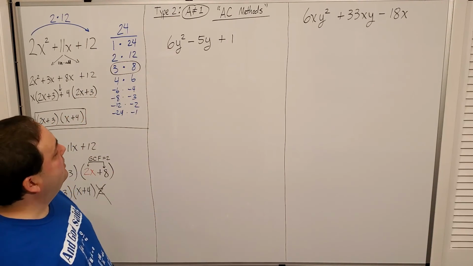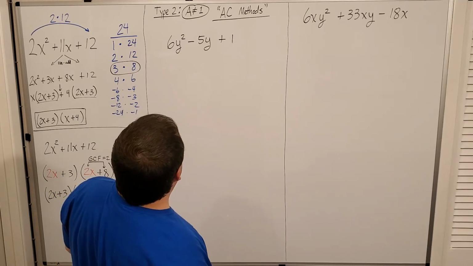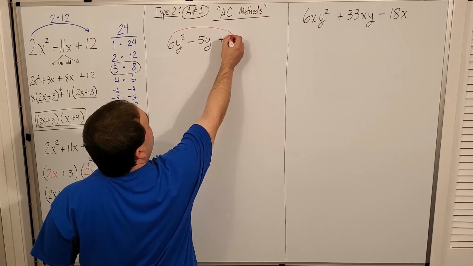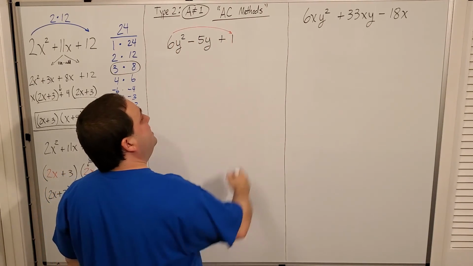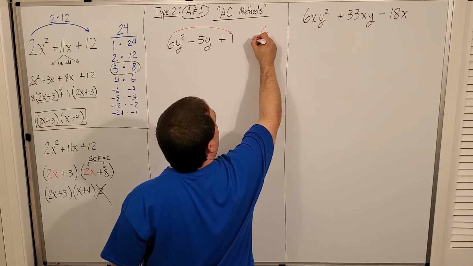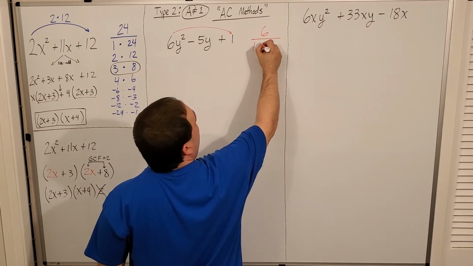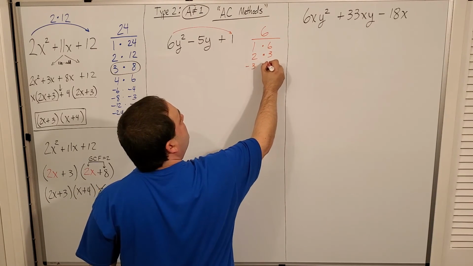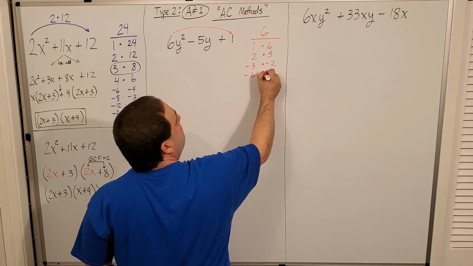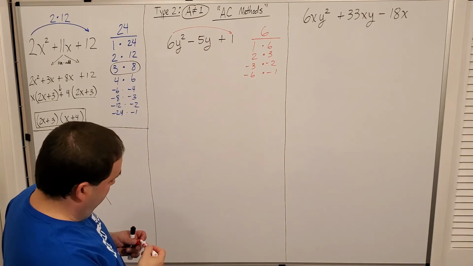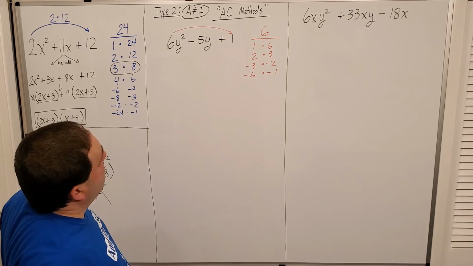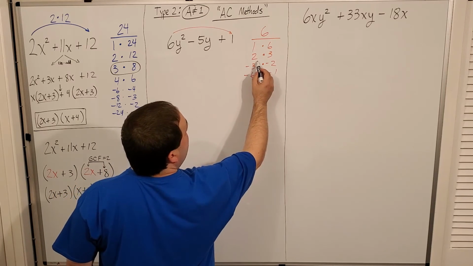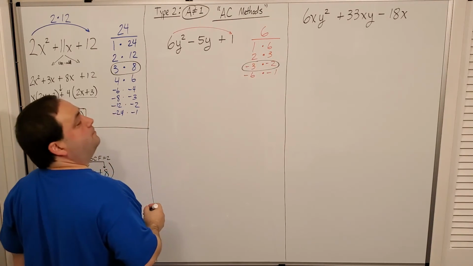Okay, let's do it again on this one. I'm going to multiply A times C, 6 times 1. That's going to give me 6. I'm going to make a list for 6. 1 times 6, 2 times 3, negative 3 times negative 2, negative 6 times negative 1. Okay, so there's my full list for 6s. I need to add to negative 5. So I see negative 3 and negative 2 are my victims here.